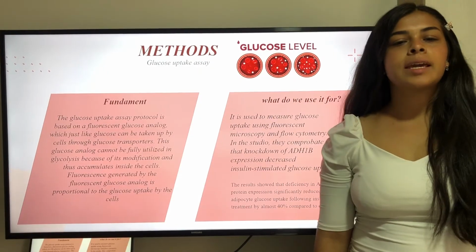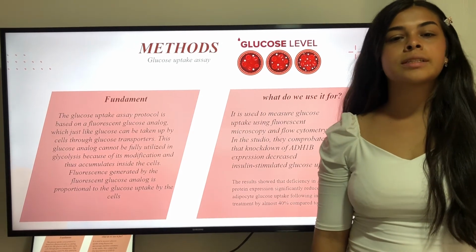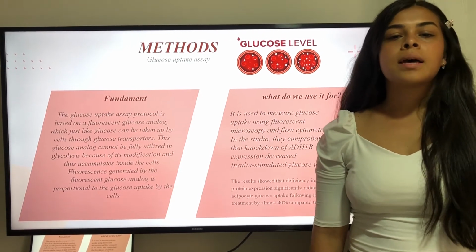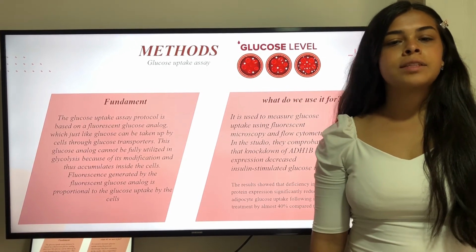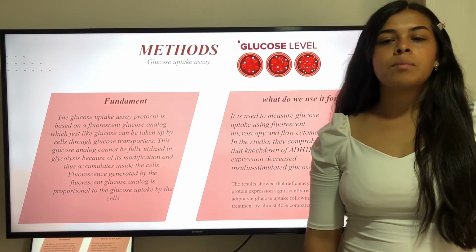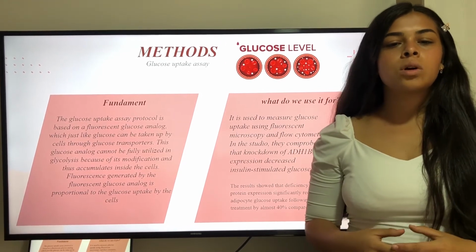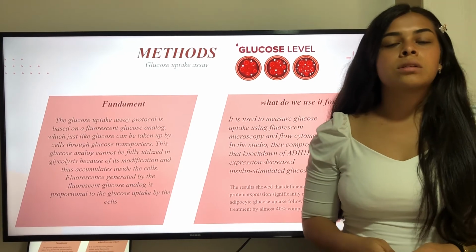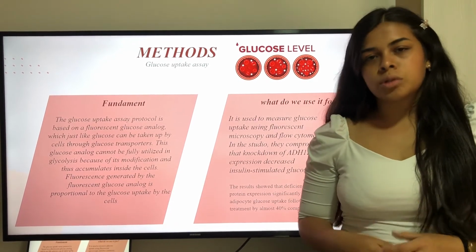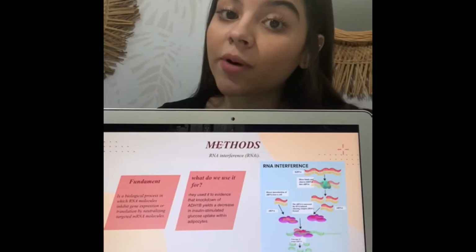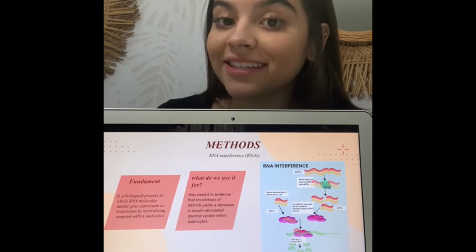The glucose uptake assay protocol is based on a fluorescent glucose analog, which just like glucose can be taken up by cells through glucose transporters. The results show that deficiency in ADH1B protein expression significantly reduced adipocyte glucose uptake following insulin treatment by almost 40% compared to control. So, eukaryotic cells have many sophisticated ways of controlling gene expression.